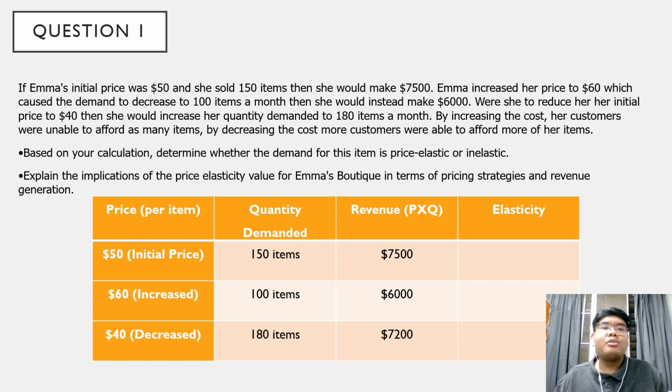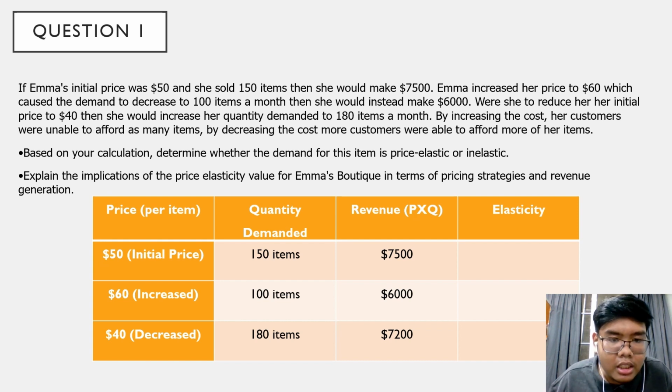So right now I want to answer question 1. So right now I'm doing question 1. As you guys can see, the sentence is very long. If Emma's initial price was $50 and she sold 150 items, then she will make $7,500.